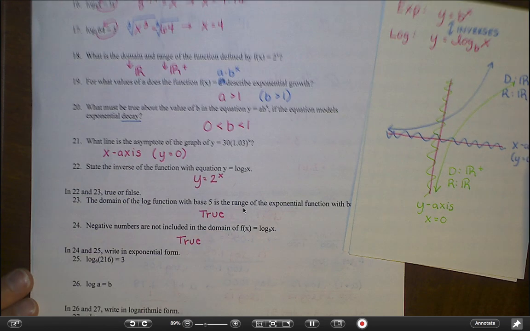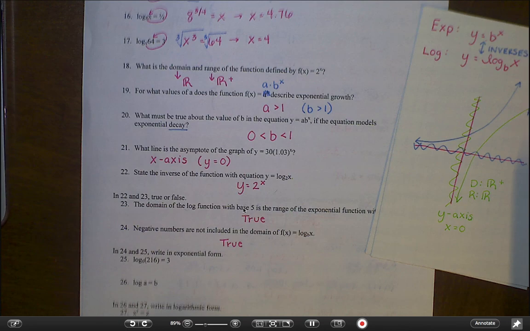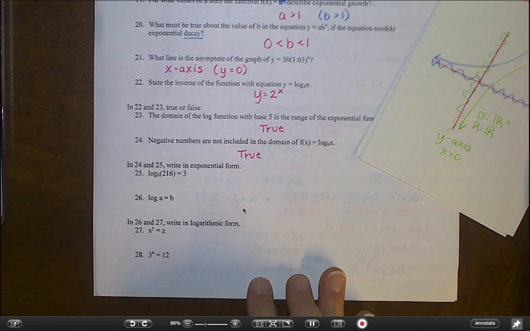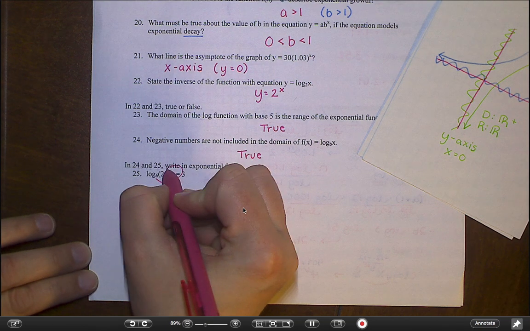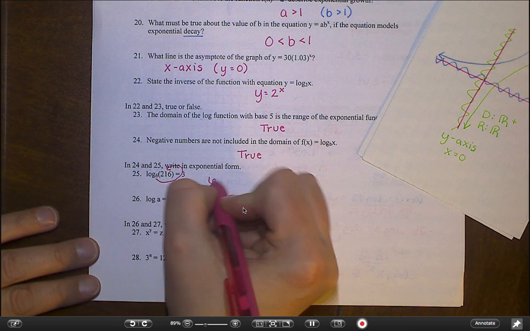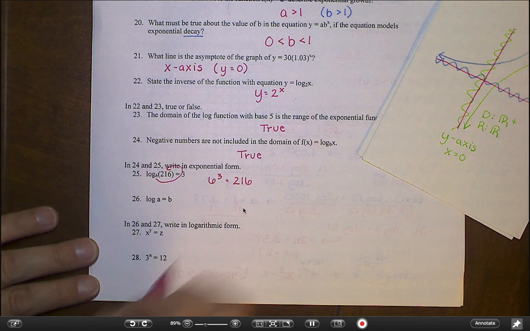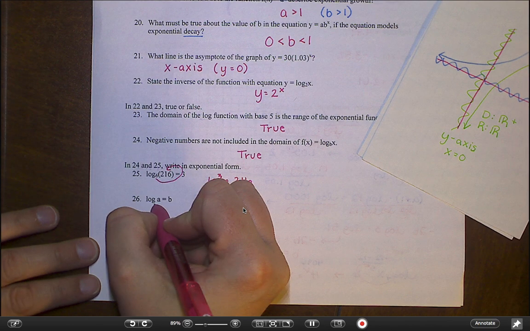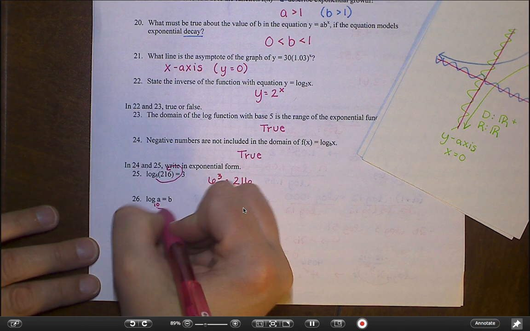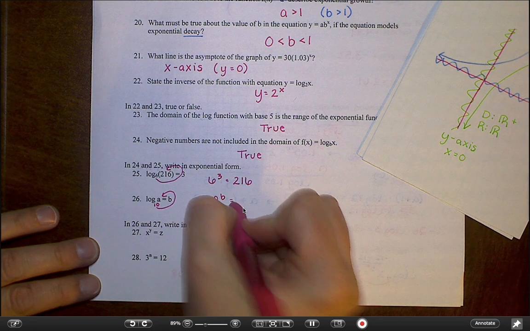Okay, 25 and 26 are just practicing having us write this in the other form. So let's see, we've got one in log form. This is where we're just using that circle method. And so this we would say 6 to the power of 3 equals 216. This one here, it's important to notice there's no base written in there. And when there's no base, we assume that it's a 10. So this would be 10 to the power of b equals a.